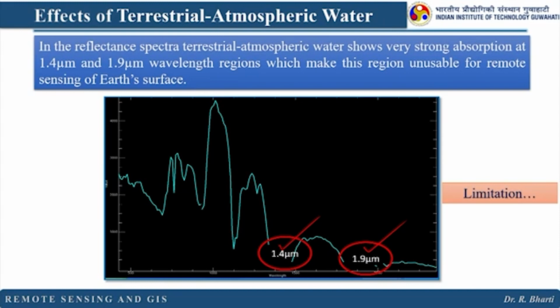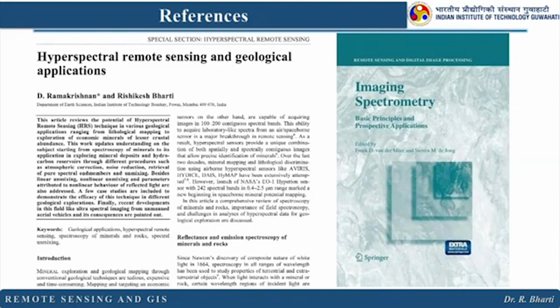So, I will end my lecture today here, and you can go through these two. So, this is one book which is Basic Principle and Prospective Application by Freek D. Vandermeer and Stephen M. D. John, right. And this is my paper where I have explained the basics of hyperspectral remote sensing. So, this is a review paper on this technology.